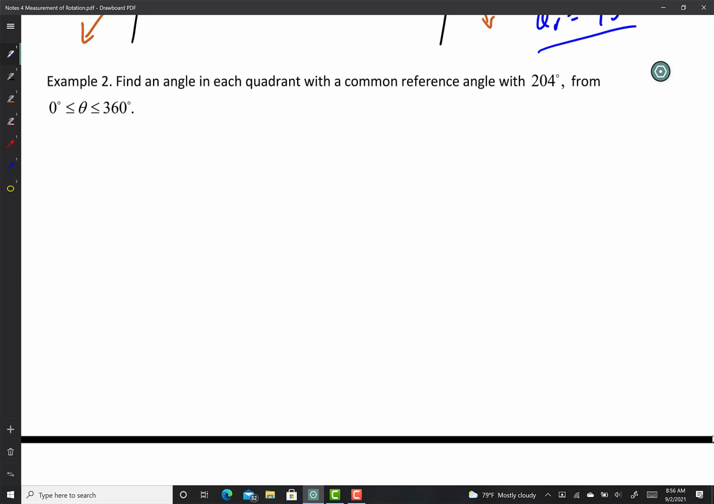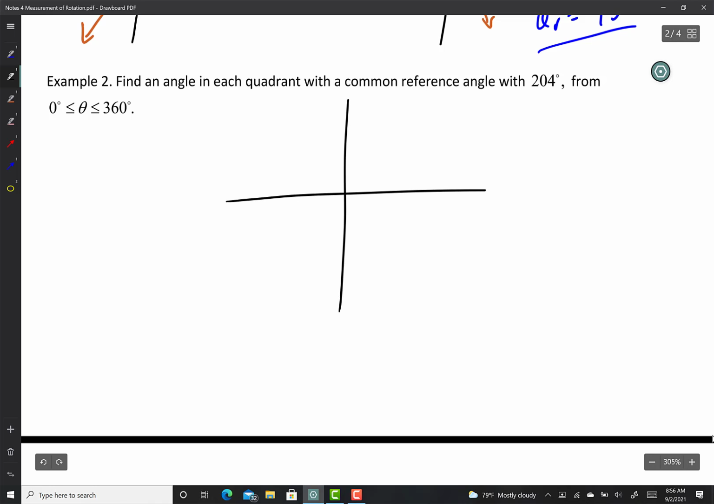Example 2. Find each angle in each quadrant with a common reference angle with 204 degrees from 0 to 360. Okay, so now I'm going to draw all the grids. I'm going to try to go slow here because I don't want to confuse anyone, and use different colors. 204 degrees is in what quadrant? 3. So something like right there. Not perfect, but that's fine. The reference angle is this distance here. To figure out that reference angle, I'm going to do 204 minus 180.